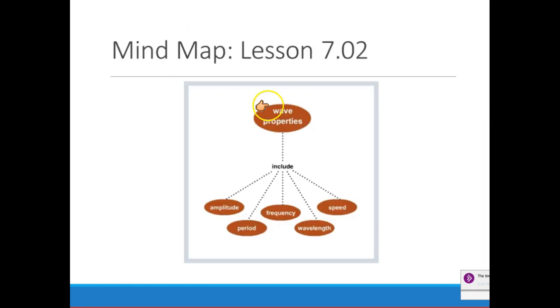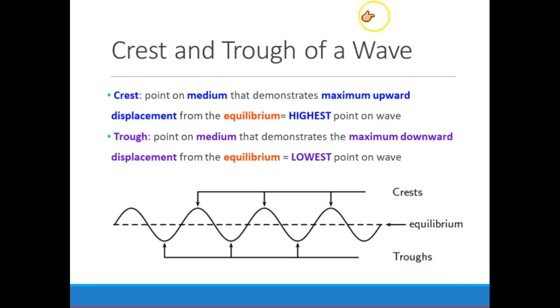So let's go ahead and talk about the actual properties of waves. So we're going to learn a whole bunch of terms here. So the first 2 terms that we need to learn are crest and trough. So crest and trough are the opposites of each other. So crests are going to be the highest point on a wave. So the long definition is it's the point on a medium that demonstrates the maximum upward displacement from the equilibrium being the center. So the maximum upward displacement just means the highest point.